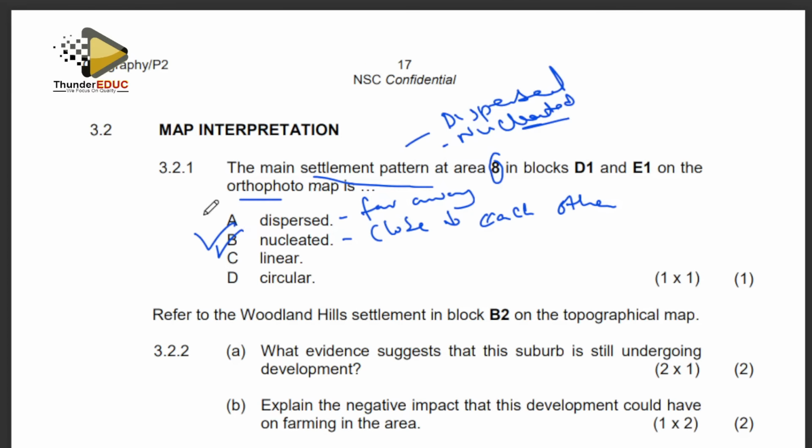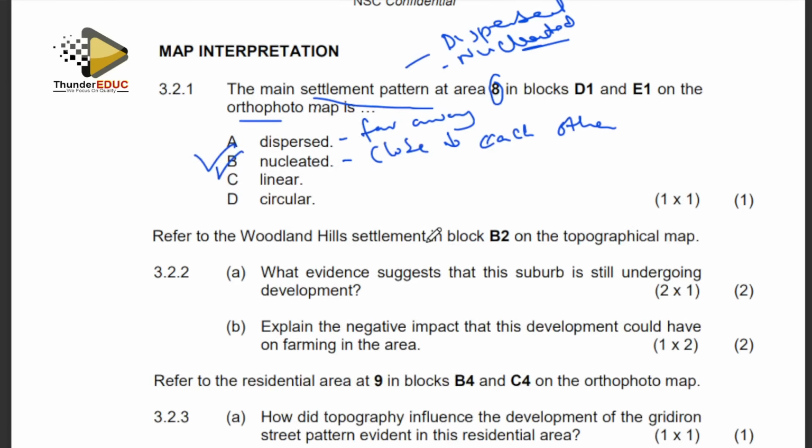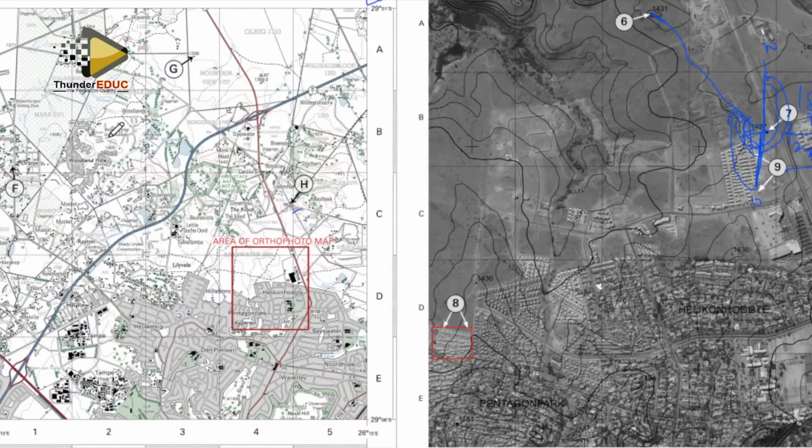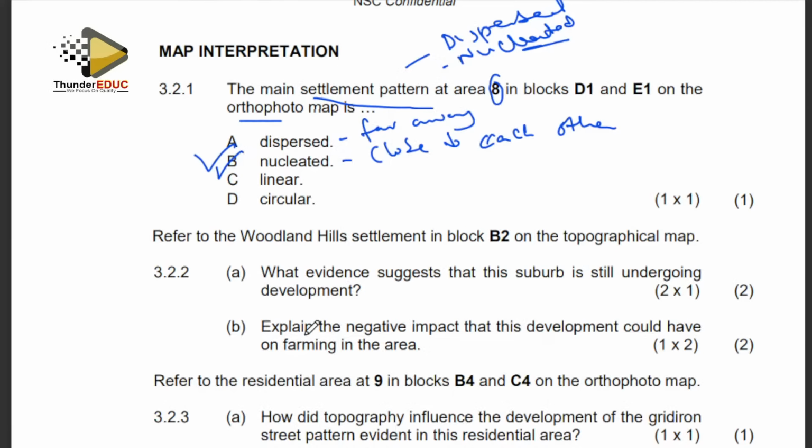So the answer here is what? Is B. Refer to the Woodland Hills settlement in block B2 on the topographic map. B2, topographic, B2. This one here, Woodland Hills is here. This is the area they are referring to. They want us to use Woodland Hills. It is here. This is the area. Okay. Let's see the question. It says, what evidence suggests that the suburb is still undergoing construction? What suggests that this area is still undergoing construction?